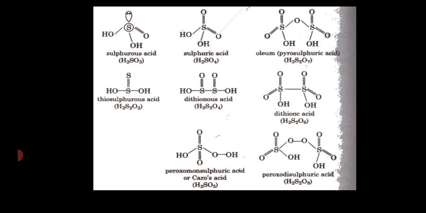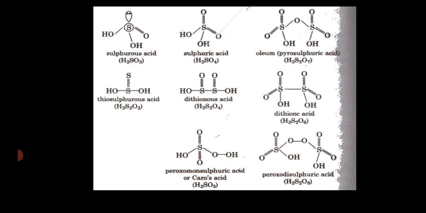You have to practice these structures. Got it? You need to practice all these structures, the structures of the different oxo acids of sulfur, so to say. This I want to show you. Just see this particular part properly, and draw the structures accordingly. Draw the structures. So you can see it is here.